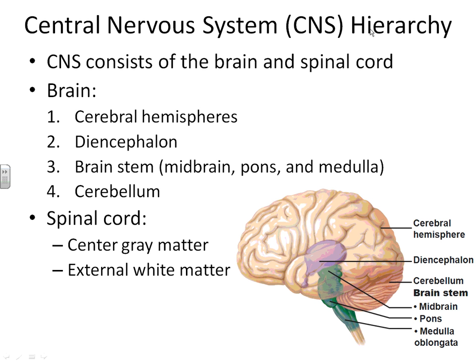As we discuss the chapter, the first lecture is going to be on the cerebral hemispheres. The cerebral hemispheres are the very outer parts of your brain. It makes up the bulk of your brain. The second audio lecture will cover the deeper parts of the brain, including the diencephalon, shown here in purple, the brain stem, shown here in green, and the cerebellum, shown in your darker brown color. And then the final audio lecture for this chapter will cover the spinal cord, which is divided into your center gray matter and the external white matter.